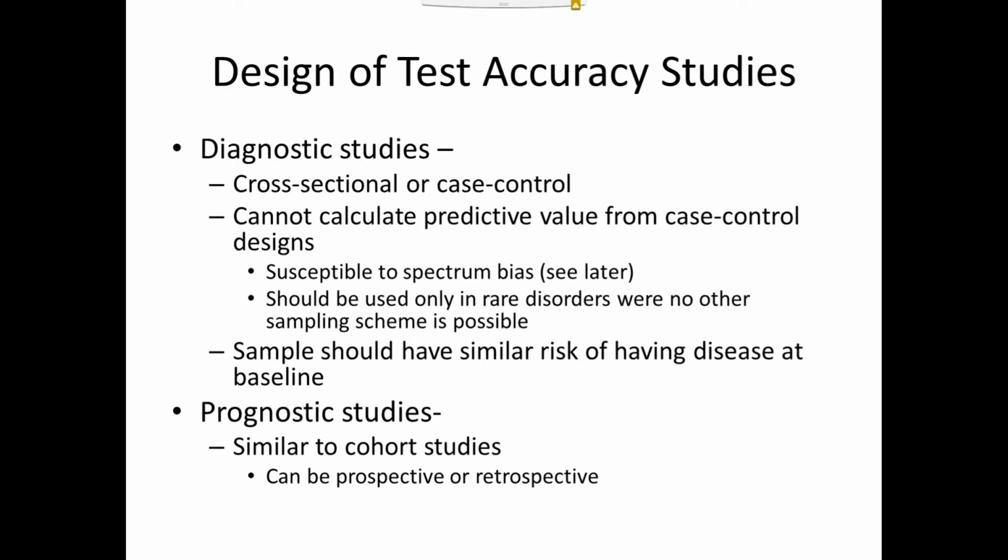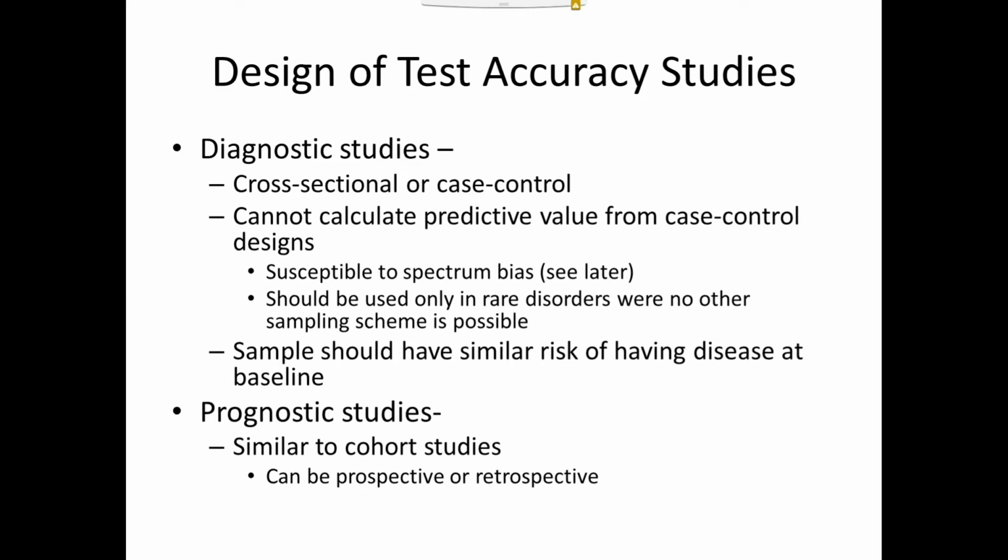And these kinds of case control designs in studies of diagnostic tests should be reserved for rare disorders where you can't do it in a cohort or a cross-sectional study because it's not feasible. The other thing that's important is that the sample that you use in these diagnostic test studies should have a similar risk of having the disease at baseline, and we'll talk a little bit more about that later.